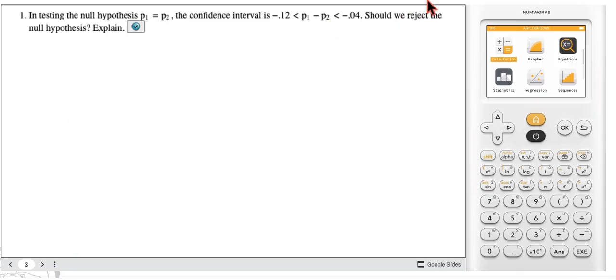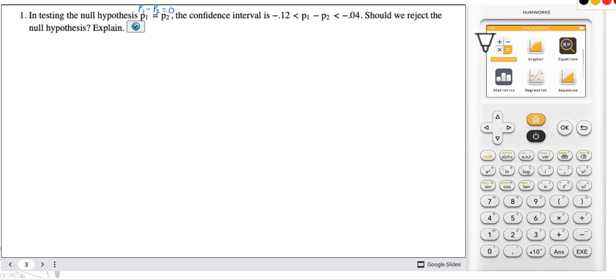I'm going to ask you, in testing the null hypothesis, P1 equals P2, which could also be, the standard way we have it written, P1 minus P2 equals 0. Those are the same statement, because if two numbers are equal, when you subtract them, you get 0. But this is the way we see it stated in our hypothesis tests.